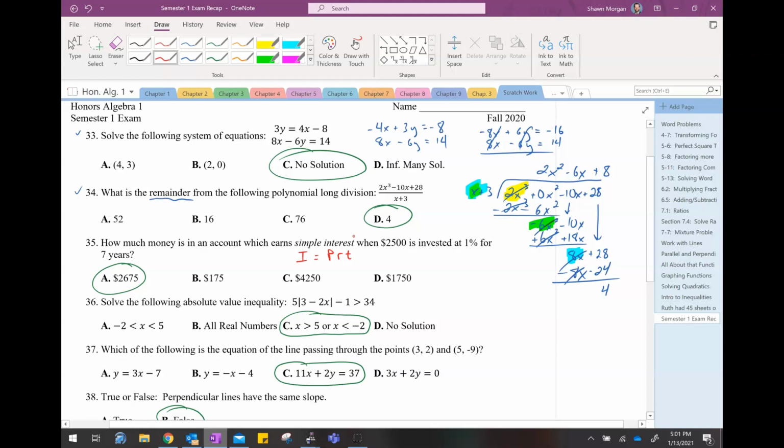So it says how much money is in an account which earns simple interest when $2,500 is invested. So that's my principal investment, $2,500. It's invested at a rate of 1%, so that's going to be multiplied by 0.01. Don't forget the decimal version of a percent, and we're going to do that for 7 years. Now multiplying by 0.01 is very simple because that's just going to kill off those two zeros.